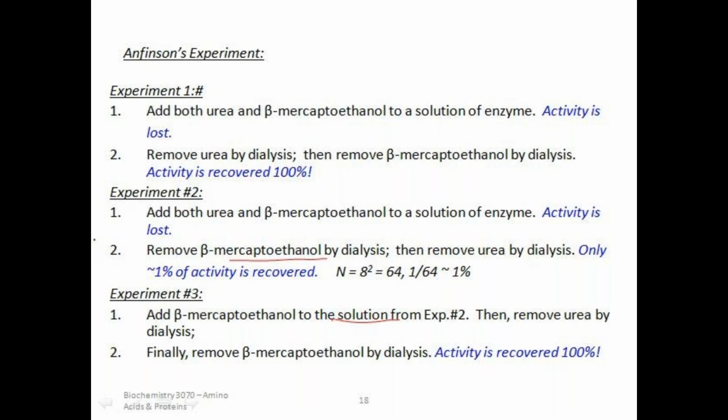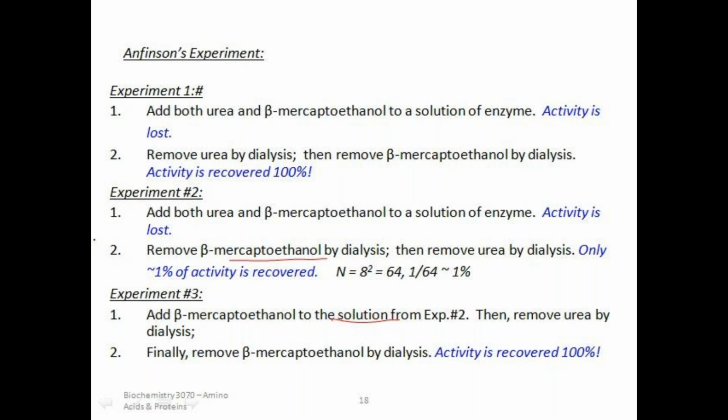Whereas in experiment 2, he also added the same ones. Both urea and beta mercaptoethanol are added to a solution of enzyme, and here also the activity is lost. But what happened here? The difference between experiment 1 and experiment 2 is that here he first removed the beta mercaptoethanol by dialysis process, then he removed the urea. But the recovered activity is less.